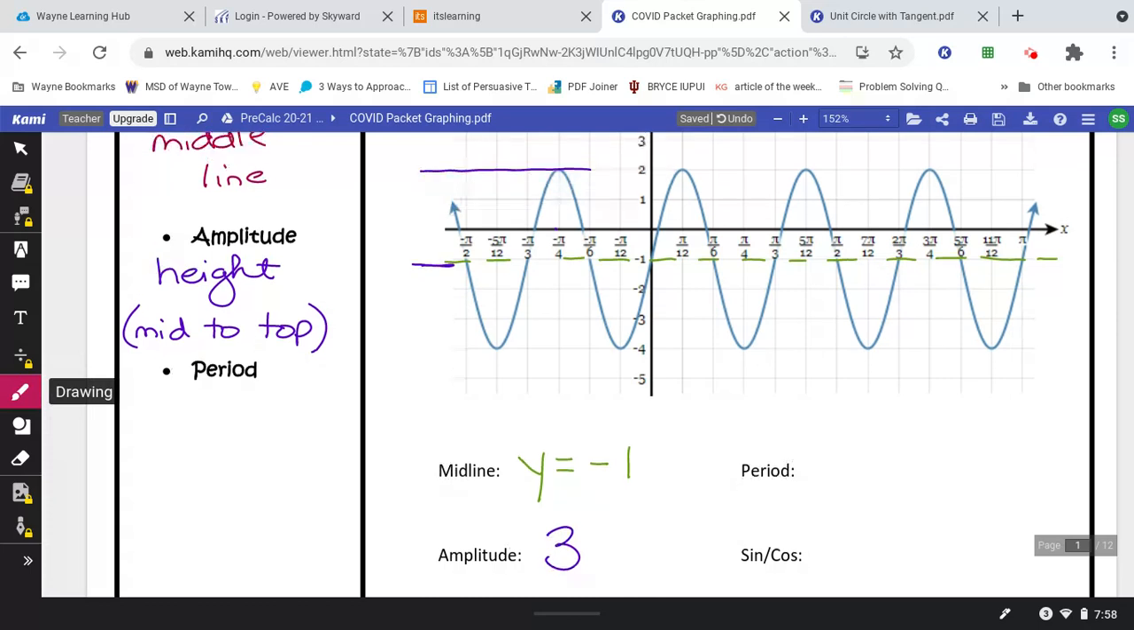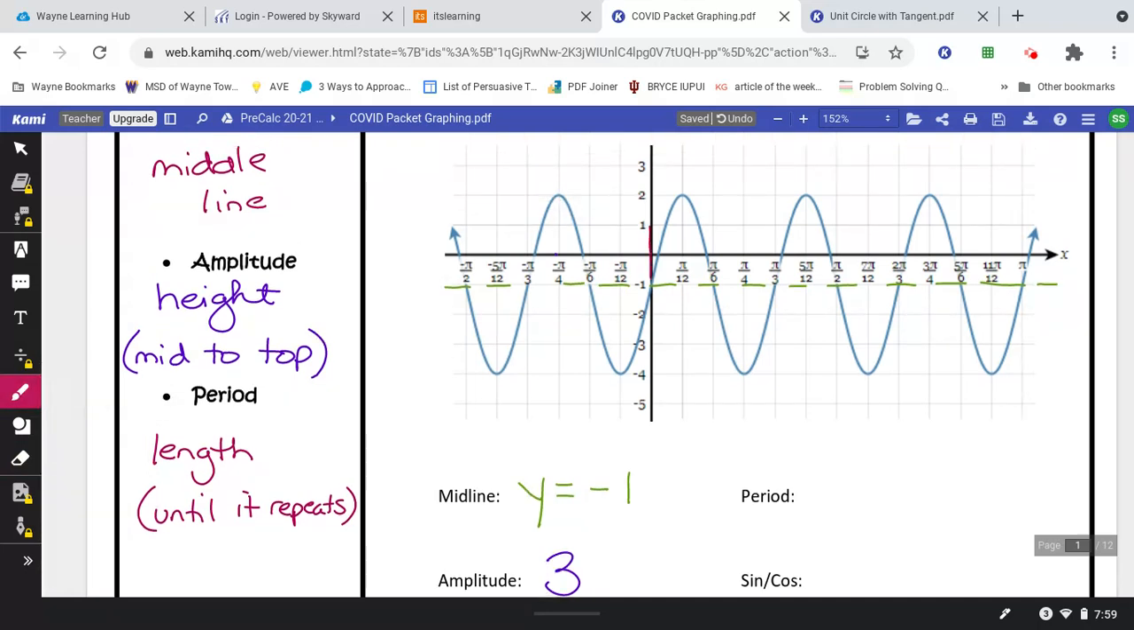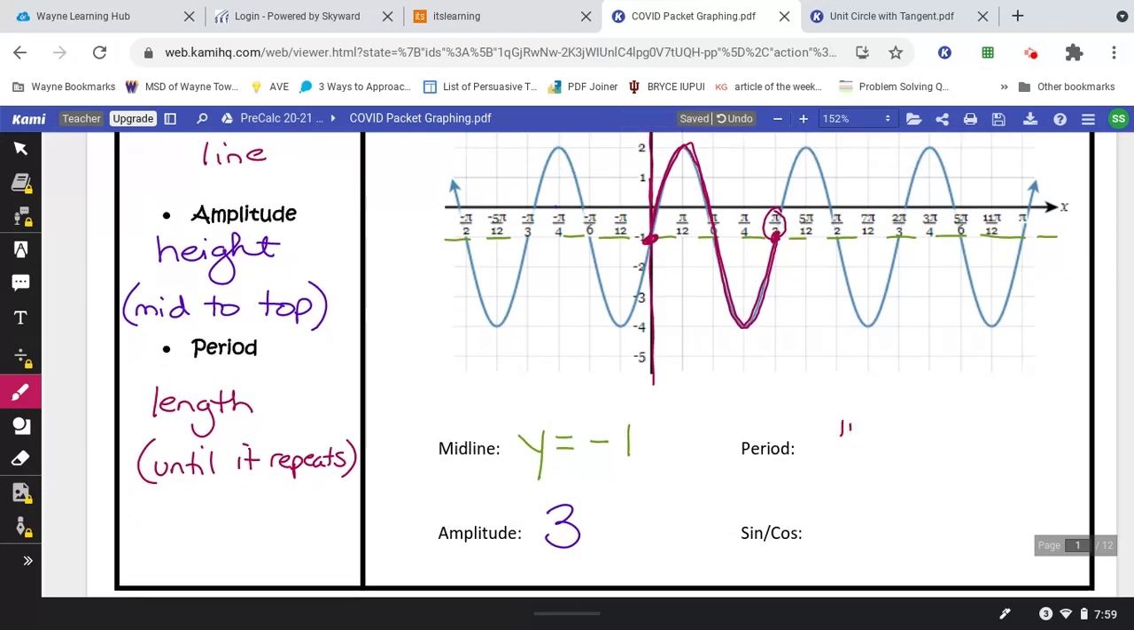The period is how long the graph is before it repeats itself. So we call it the length until it repeats. So if we look at this graph, I always start from the y-axis. So from right here, my first dot goes here, and then I can see that the wave goes up, comes back to the middle, goes down, comes back to the middle, and then it starts over. It goes up and then down, and then up and then down. So this right here is called one period. So notice where that stops, pi over 3. So the period will be pi over 3.